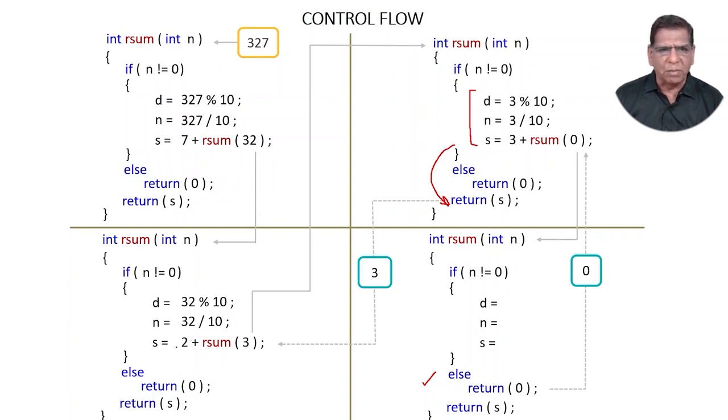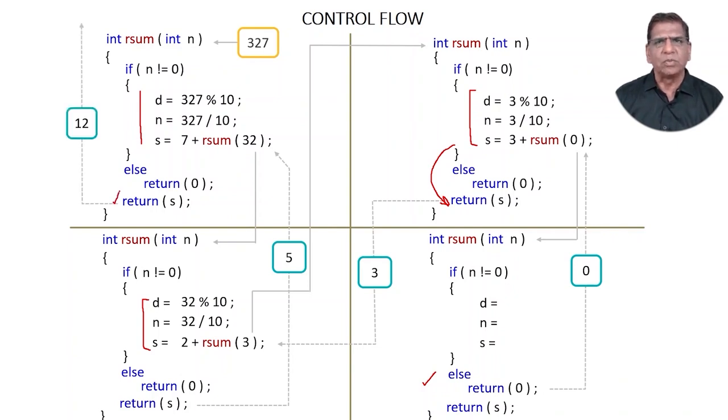3 plus 2 will be done. s will be 5. Now these statements are completed. So else will be skipped. You will reach return s. s contains 5. So 5 will be returned. The 5 that you return will be added to 7. 7 plus 5 is 12. s is 12. Now execution of these is over. Else is skipped. You reach return s. You are returning 12. Back to whom? Back to main. Main will collect this 12 and then print it out.